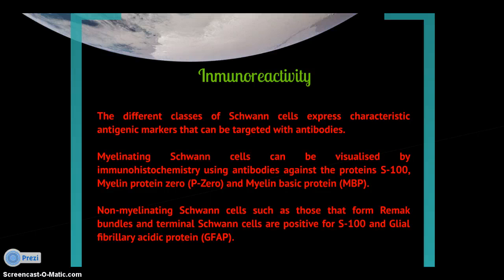Another subject that we're going to treat in this presentation is the immunoreactivity. The different classes of Schwann cells express characteristics and genetic markers that can be targeted with antibodies. Myelinating Schwann cells can be visualized by immunohistochemistry using antibodies against the proteins S100, myelin protein 0, and myelin basic protein. In the other case, non-myelinating Schwann cells, such as those that form Remak bundles and terminal Schwann cells, are positive for S100 and glial fibrillary acidic protein.